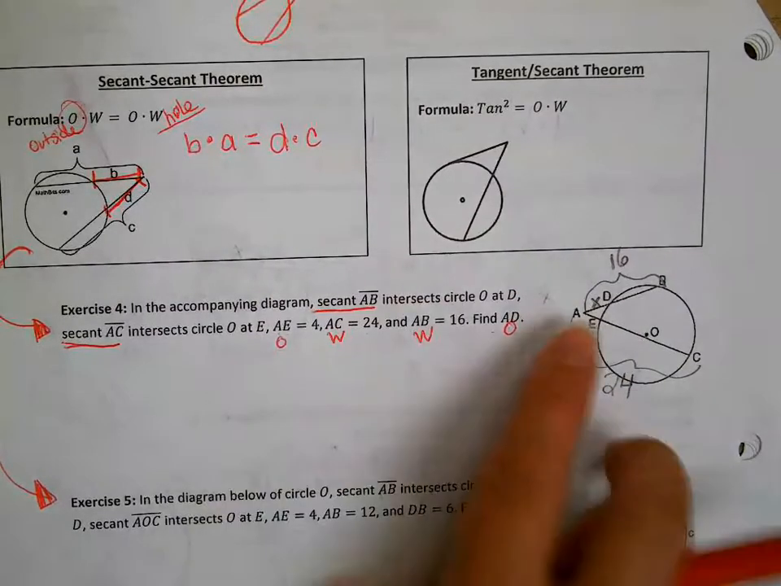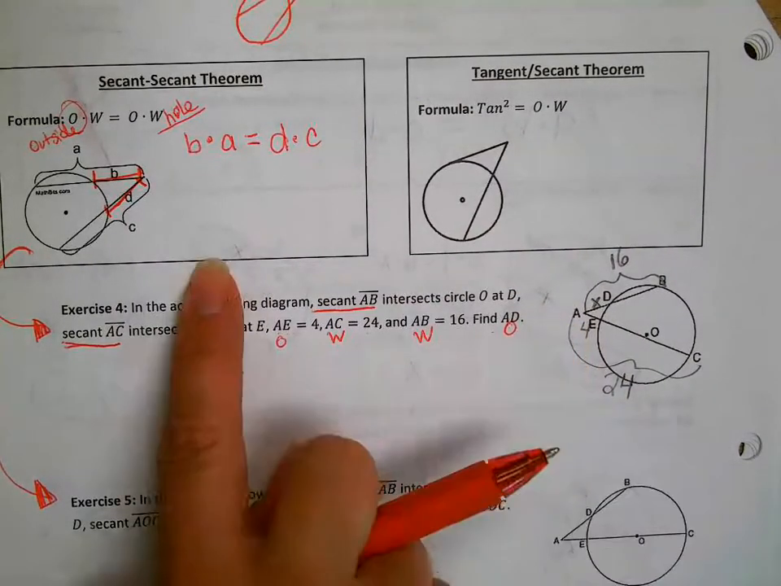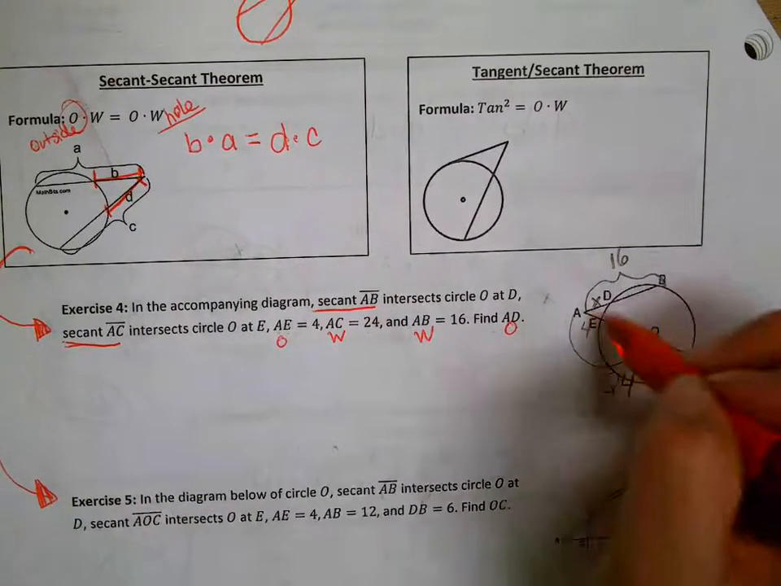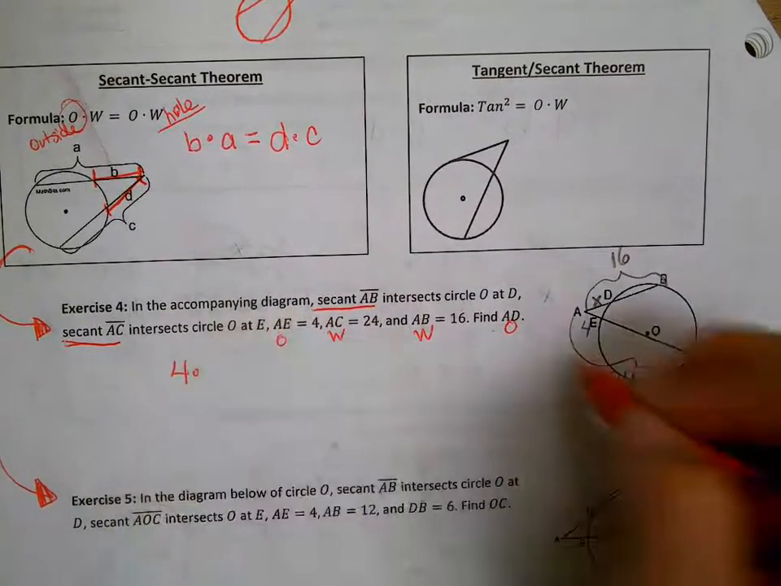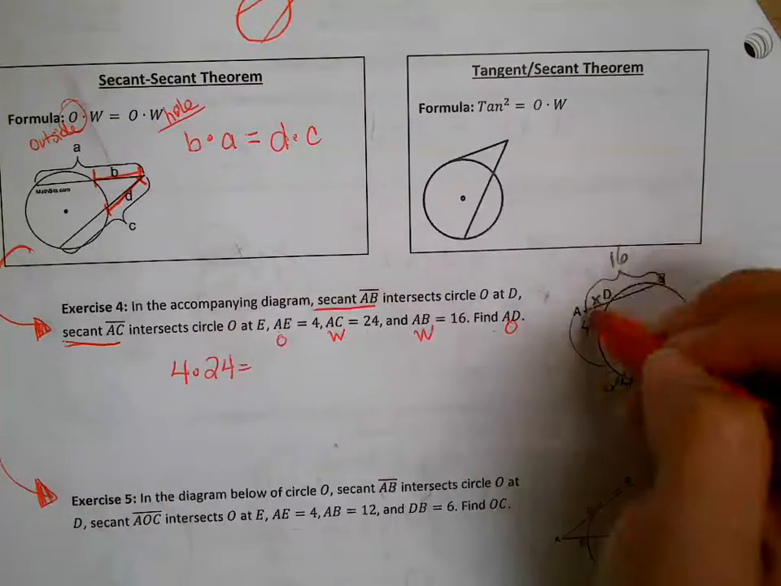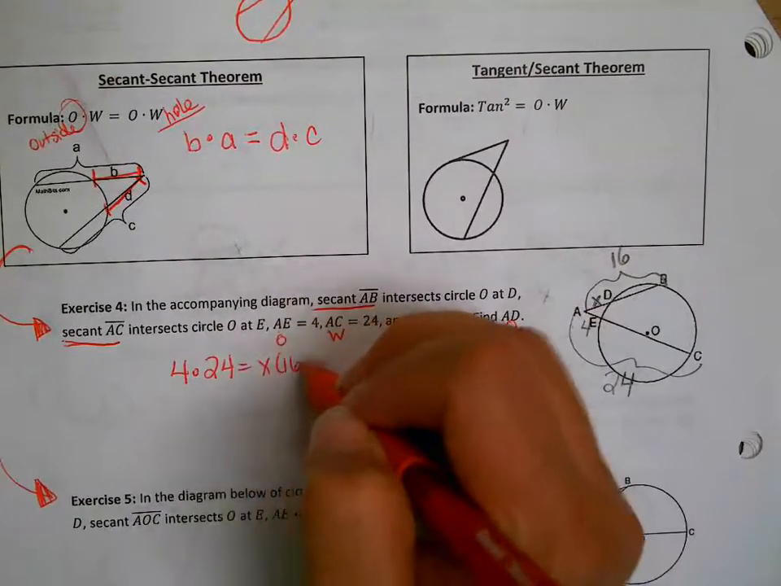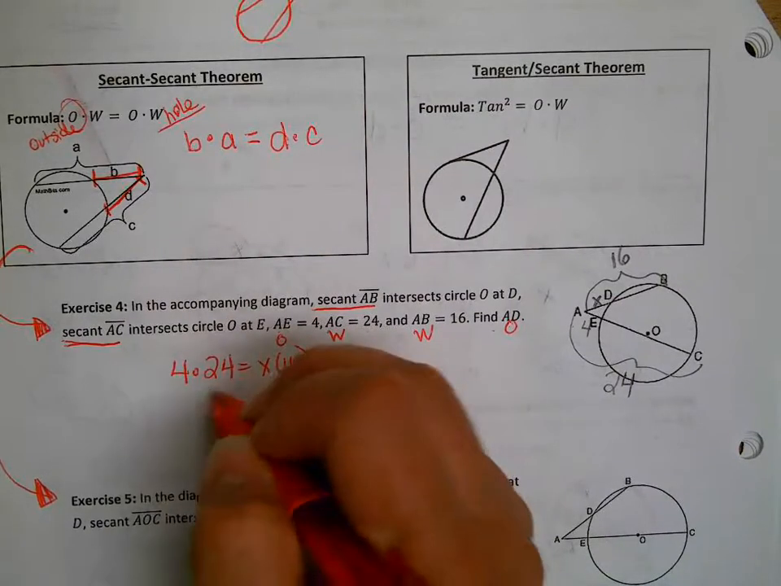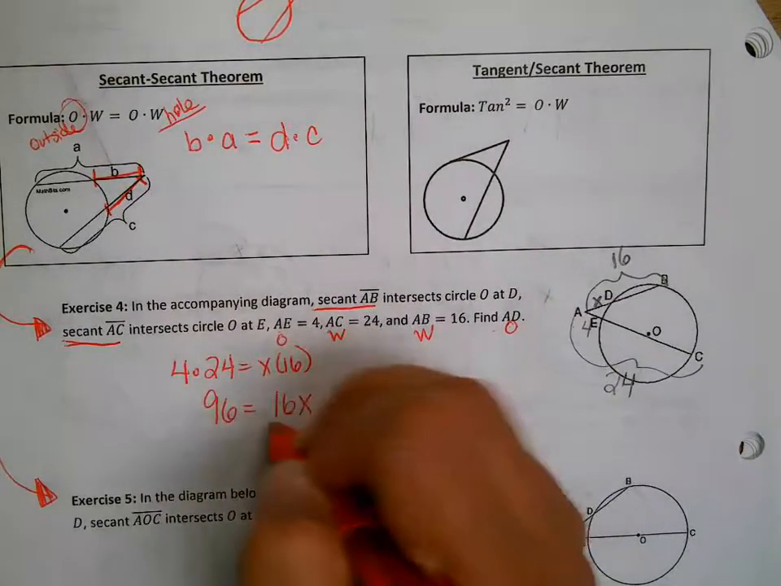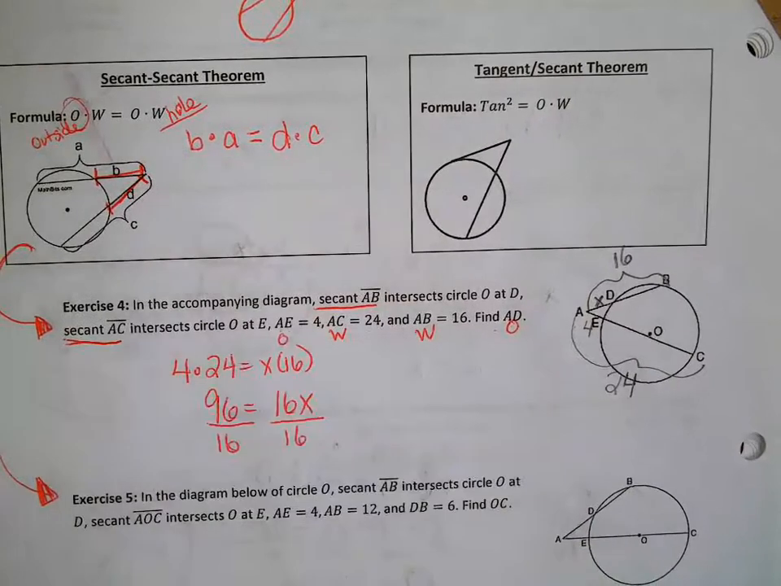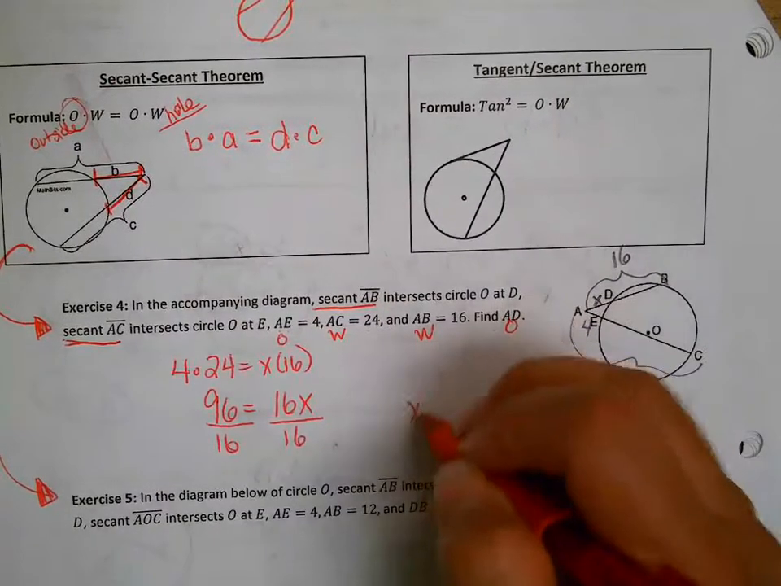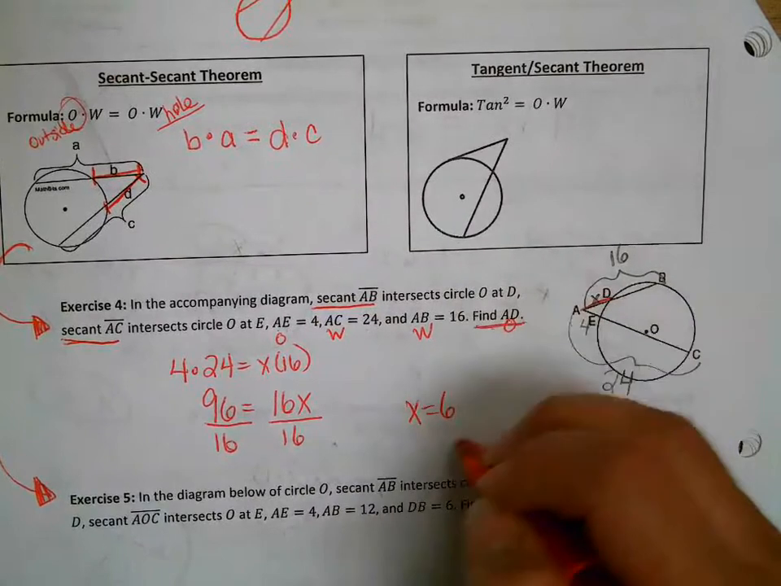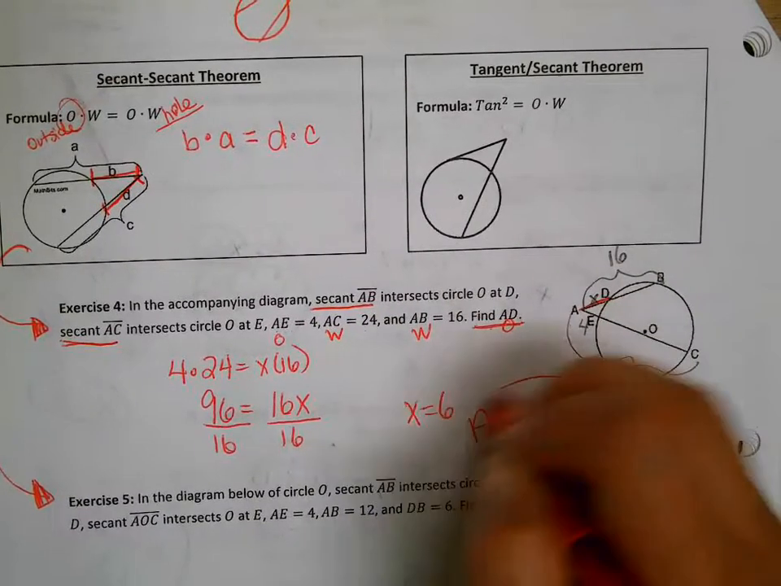So we're going to take these two measures as a product on one side equals x times the 16 on the other. So the outside part is 4 times the whole thing, 24, equals the outside x times the whole thing, 16. So 4 times 24 gives us 96 equals 16 times x. Divide by 16 and we get x to be 6, which tells us AD, what we're looking for, equals 6.